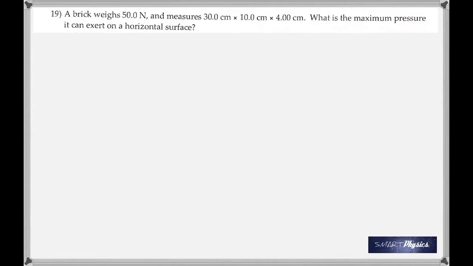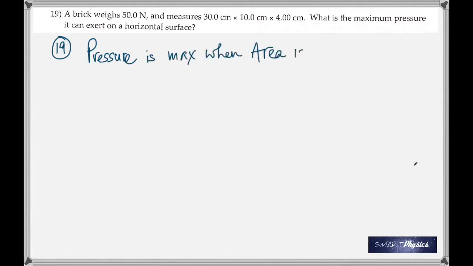You see how that works? Because when the area becomes smaller, the pressure becomes bigger. So which would be the minimum area side? Of course it will be 10 times 4. So that's where the area is. Okay. So pressure is maximum when the area is minimum. Okay, that's the point in this question.